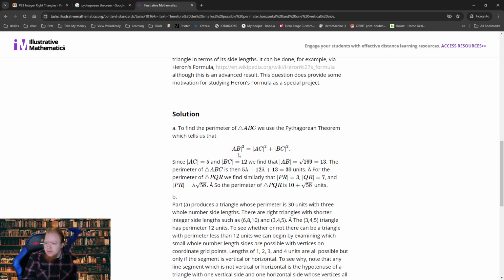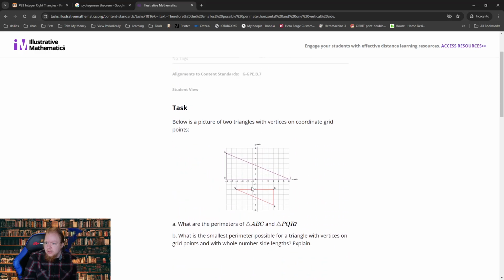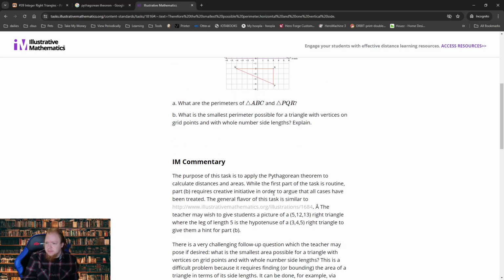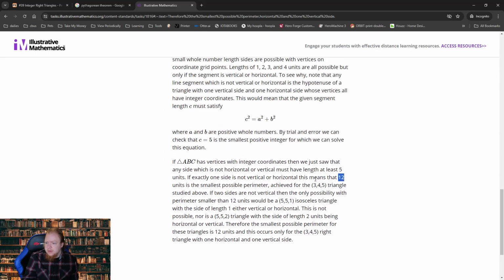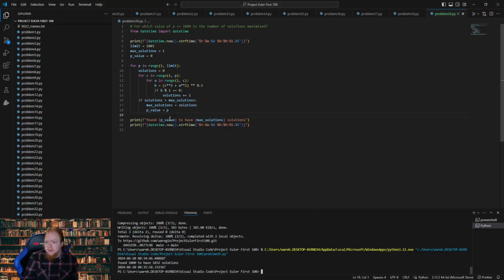I think this is even generalized more so than a right triangle, perhaps? Well, maybe not. But in any case, I think that 12 is the smallest possible perimeter for a right triangle with integers. Oh, and it did finish. It took slightly over a minute.